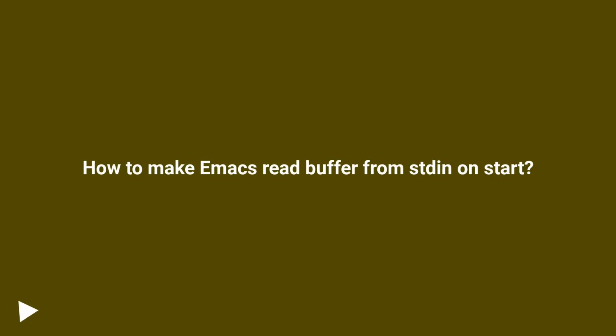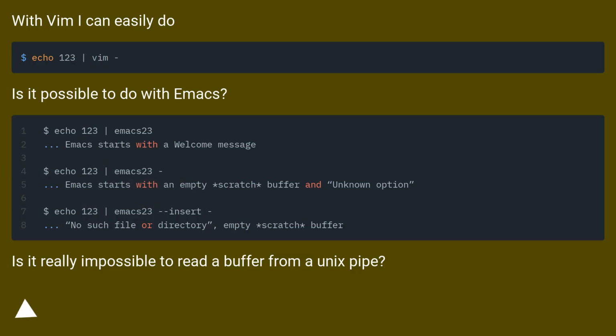How to make Emacs read buffer from stdin on start. With Vim I can easily do. Is it possible to do with Emacs? Is it really impossible to read a buffer from a Unix pipe?